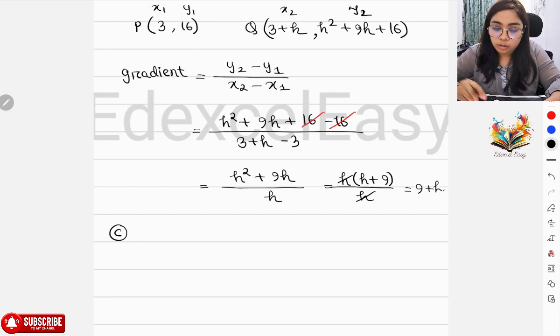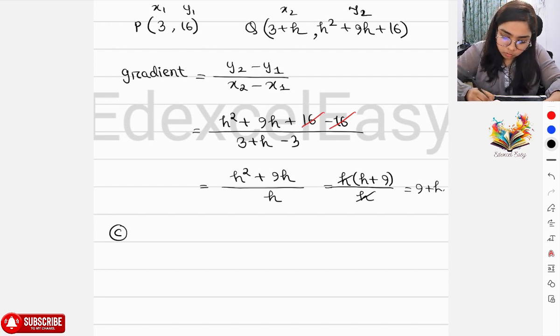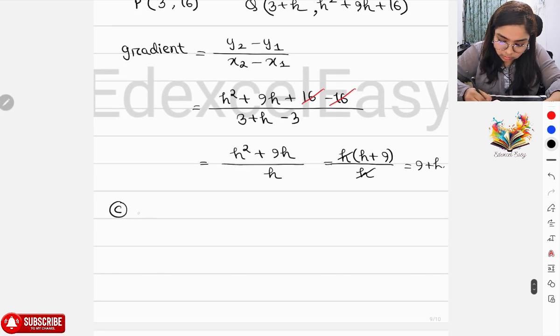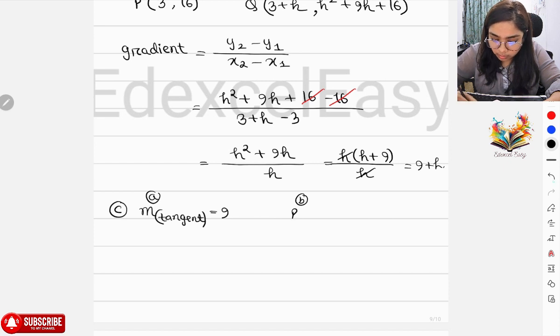Now you need to find out the relationship between part A and B. On part A, you calculated the gradient for the tangent, which came out to be just 9, and this is your working for part A. And for part B, you calculated the gradient for PQ, so m for PQ, which came out to be 9 plus h, right?